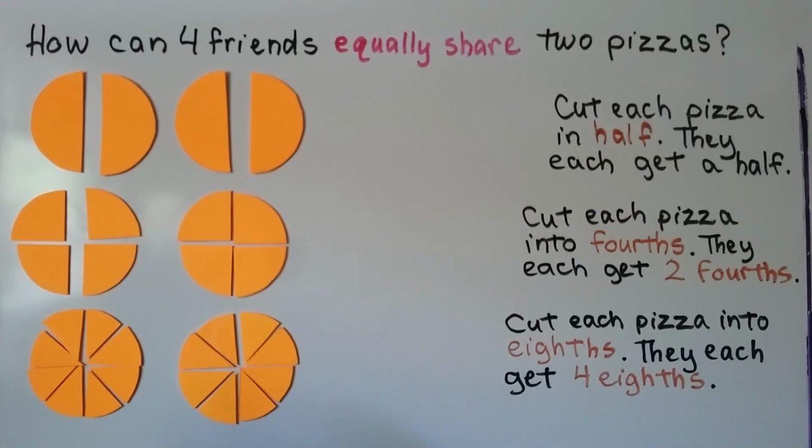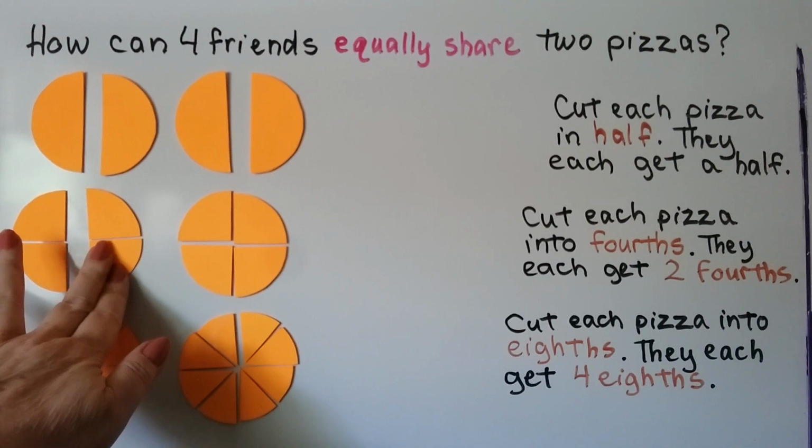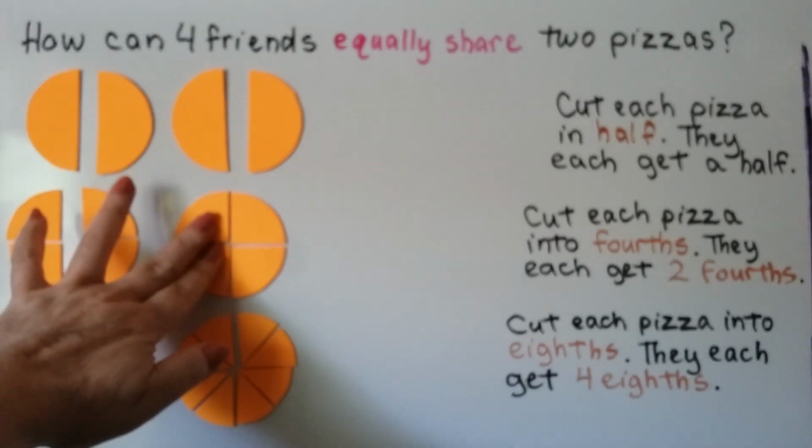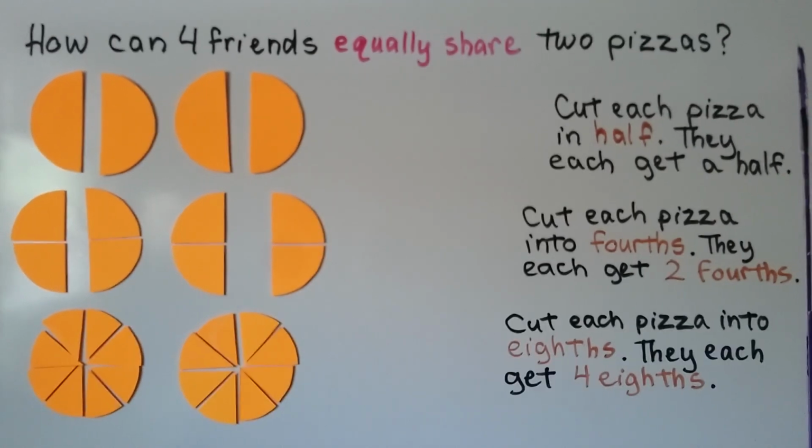We could also cut each pizza into fourths. They're each cut into 4 equal parts. And 1 friend would get 2 fourths. Another friend would get 2 fourths. The 3rd friend would get 2 fourths. And the 4th friend would get 2 fourths.